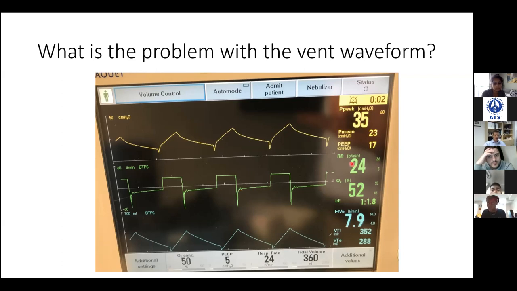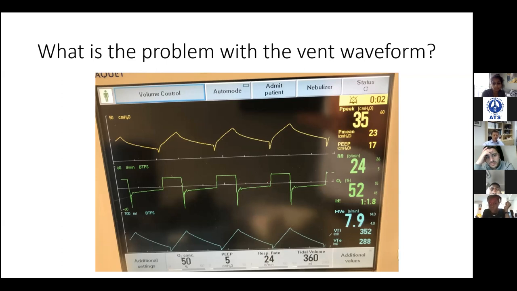Remember that the patient is not initiating the breath. We know that because there's no yellow line here and because the rate is the same as the rate on the ventilator. And what you notice here is that when the next breath is triggered by the ventilator, this patient is still passively exhaling here, okay? And so we call this air trapping.